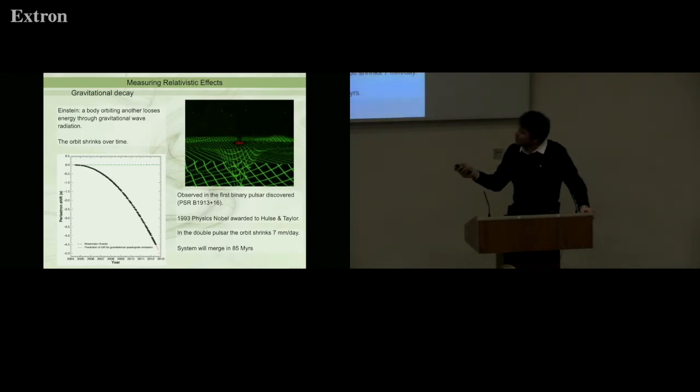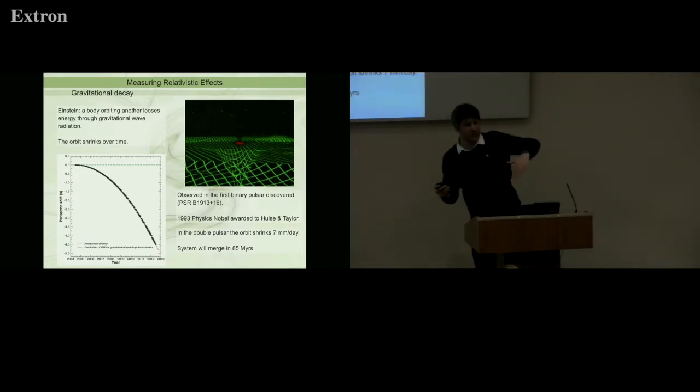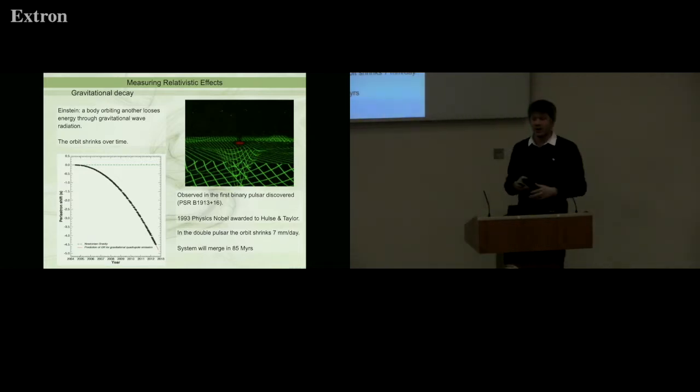So these are data showing essentially the separation shrinking over time. The pulsar was discovered in 1974. And then after a couple of years of monitoring it, they could tell that the orbit was shrinking. So it was the first time that this prediction of relativity could be confirmed, that orbits do shrink over time. And the people who discovered it, Hulse and Taylor, got the Nobel Prize for Physics in 1993.